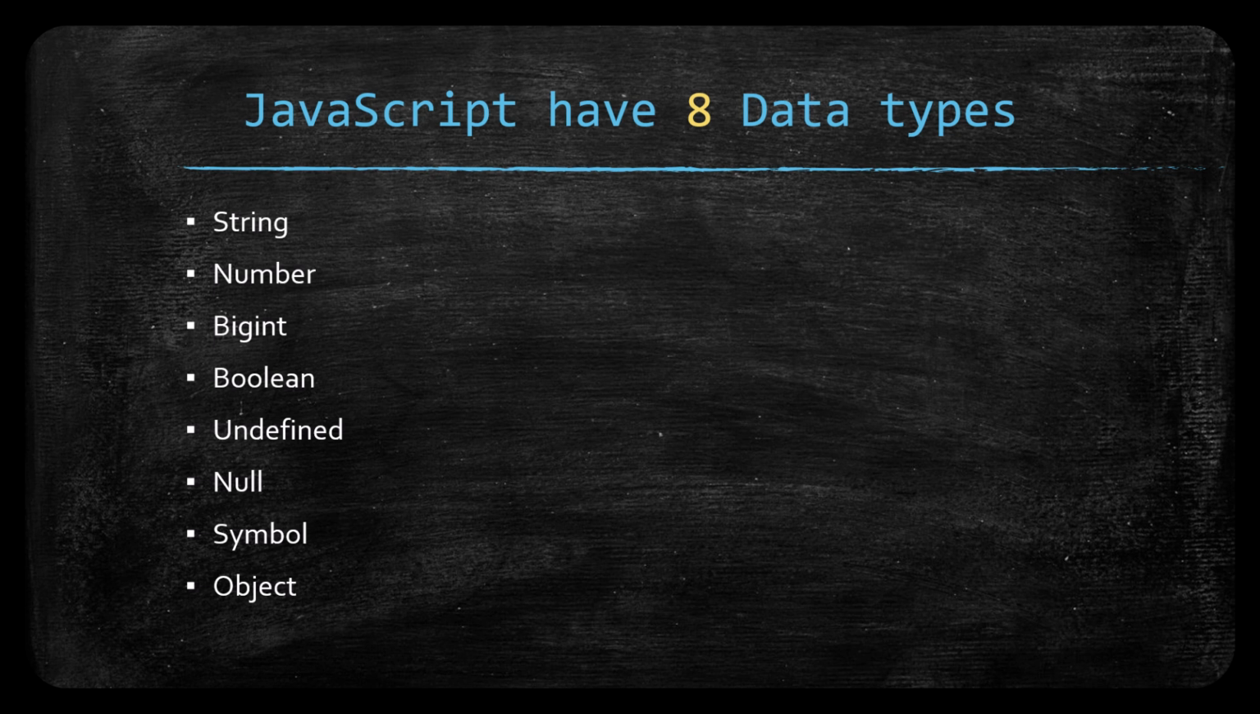Hi guys, today we learn about JavaScript data types. There are majorly 8 data types, but we will focus on string, number, boolean, and mostly object and array. So now let's go.